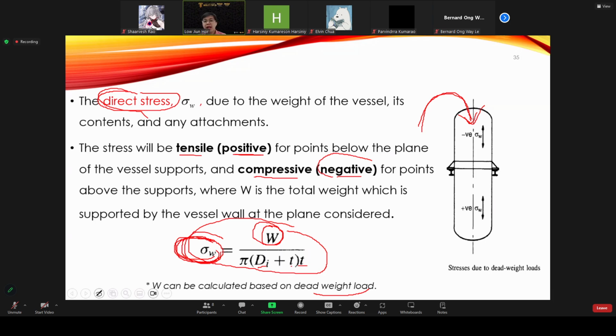So let's say now we have a pressure vessel here, and now we try to support our pressure vessel. Let's say we put a support here to hold our pressure vessel.